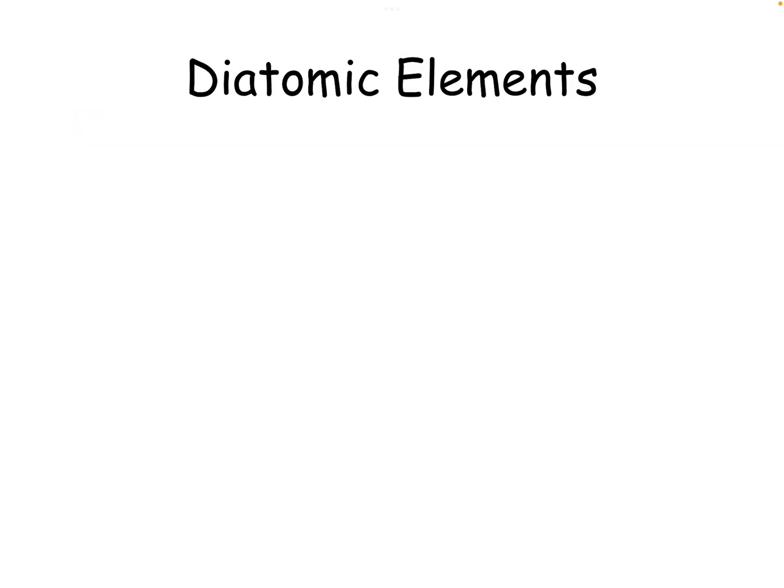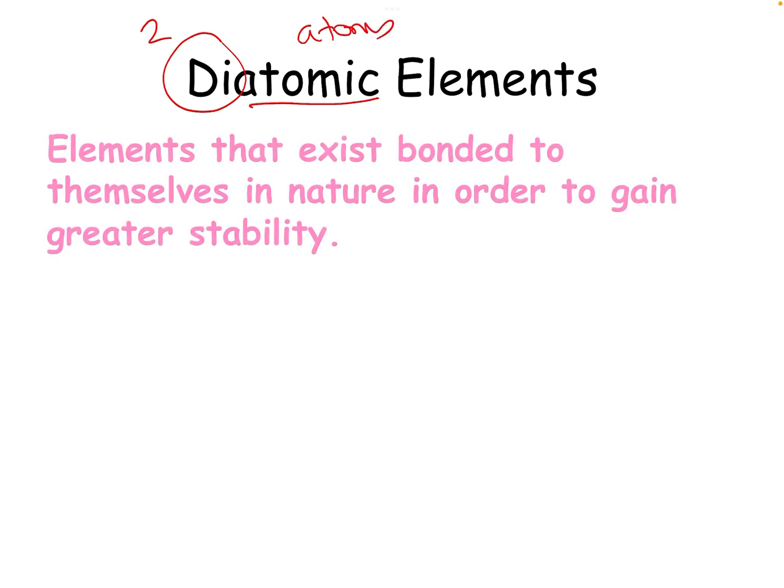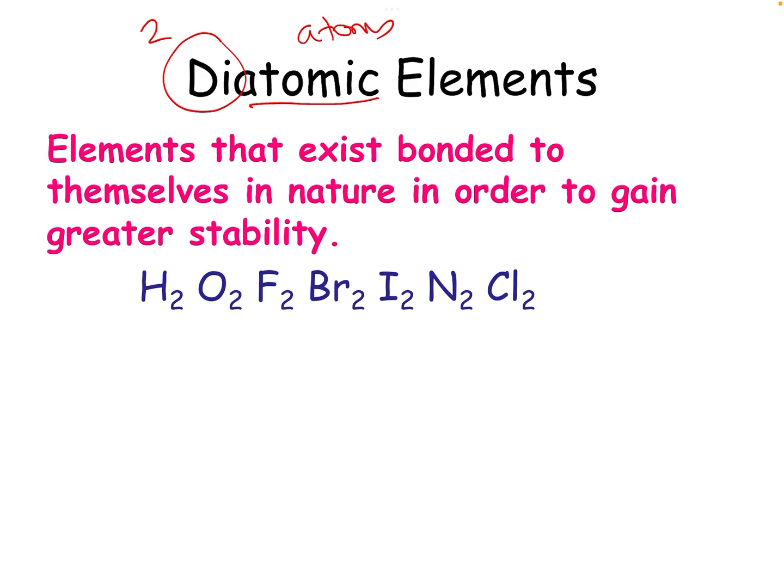All right, so there are 7 diatomic elements. Two atoms. These diatomics are elements that exist bonded to themselves in nature in order to gain a greater stability. Here they are, Hofbrinkel. That's how I remember it, Hofbrinkel, which is hydrogen, oxygen, fluorine, bromine, iodine, nitrogen, and chlorine.